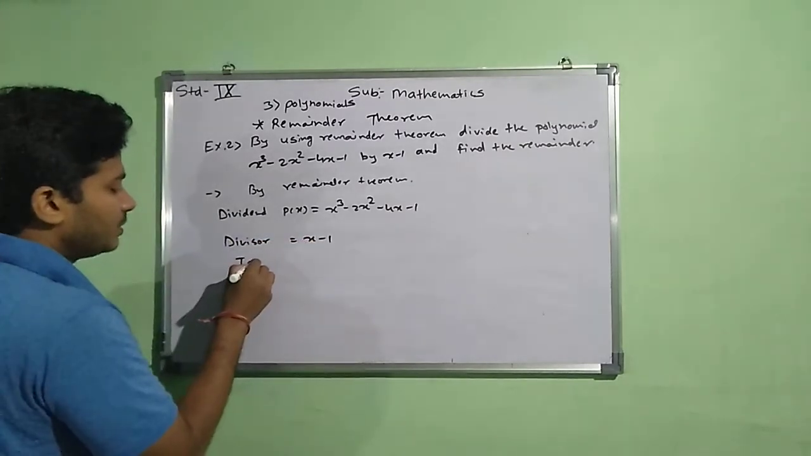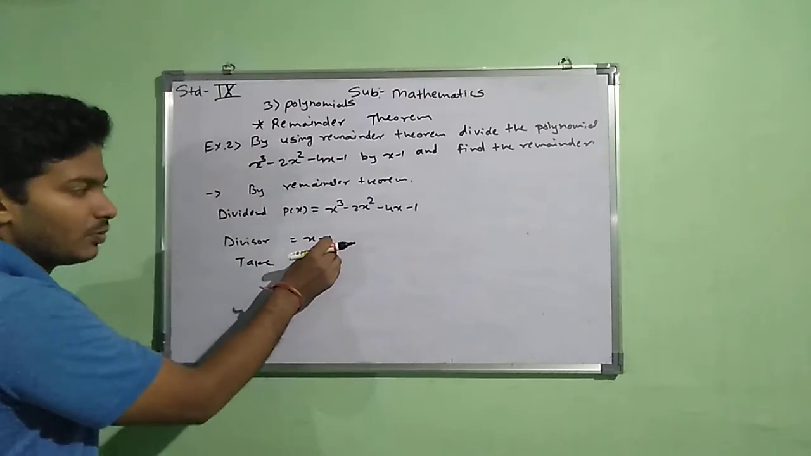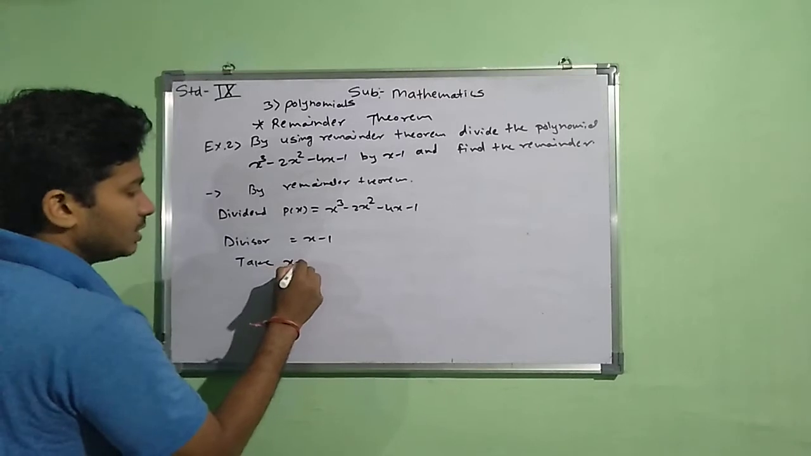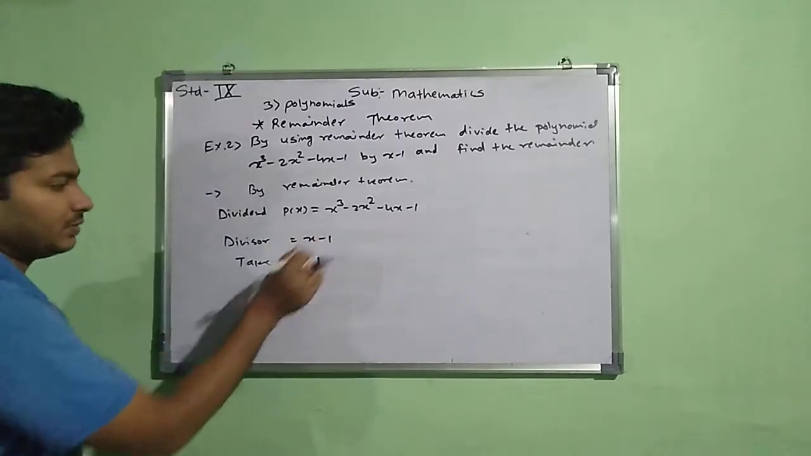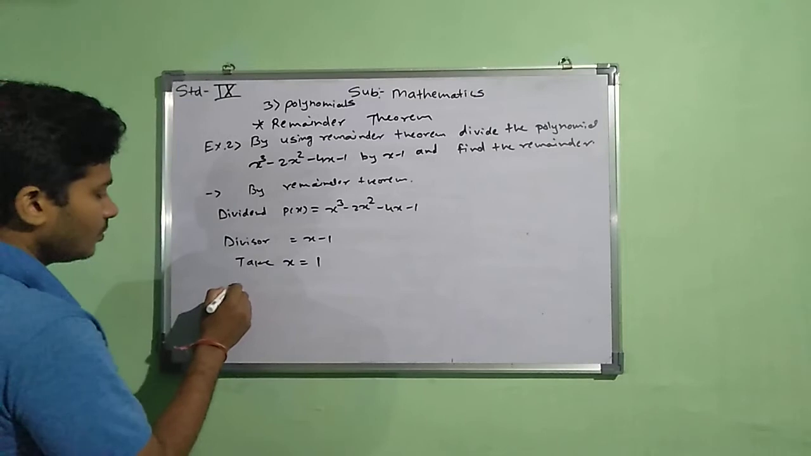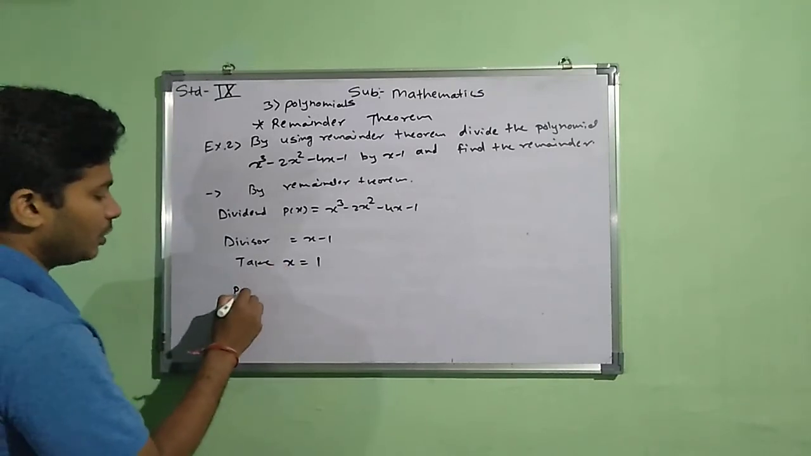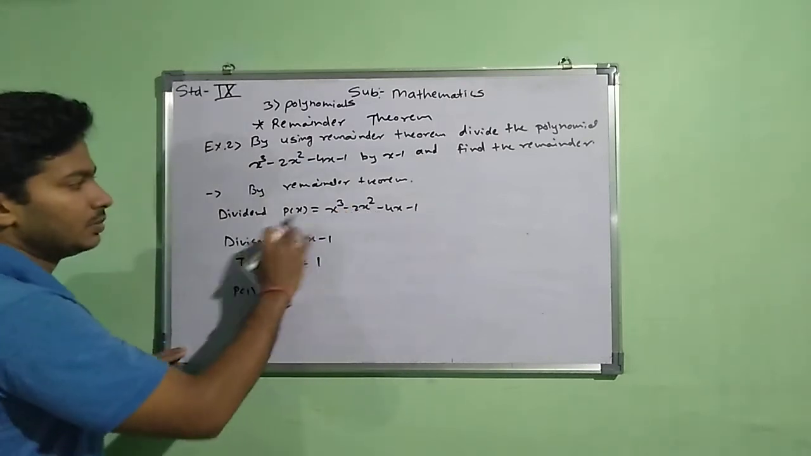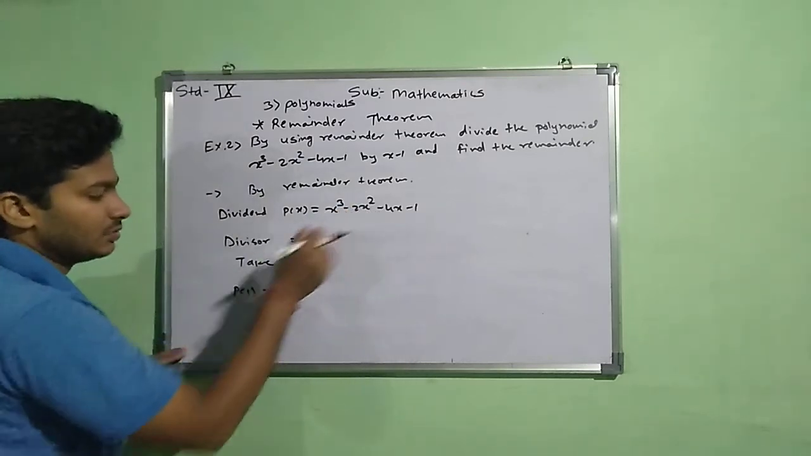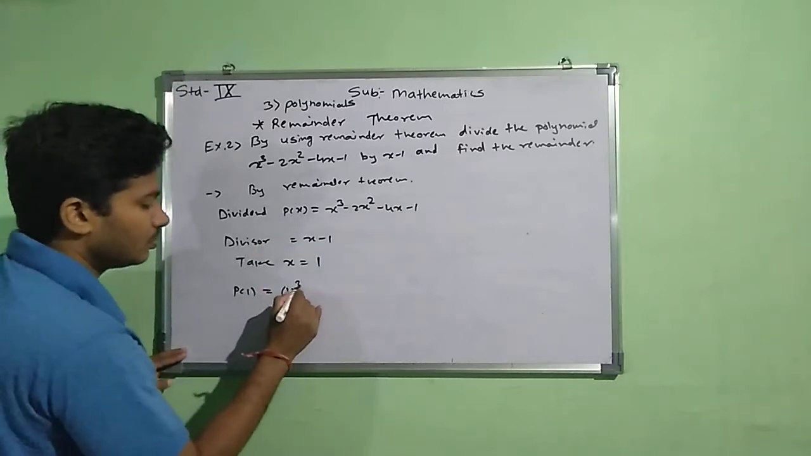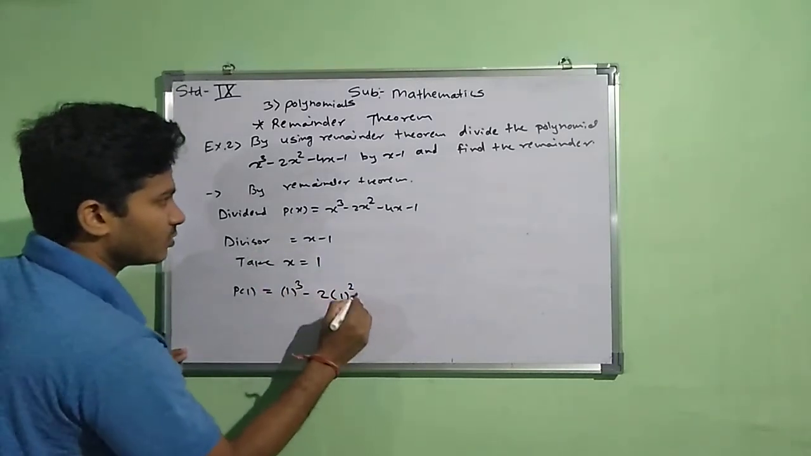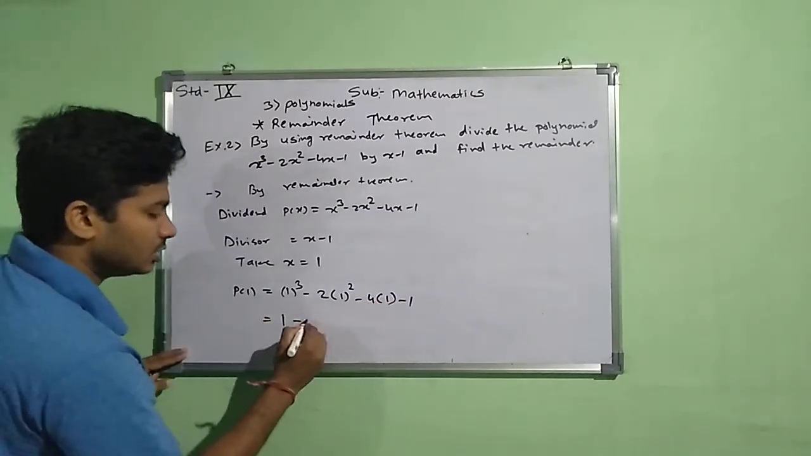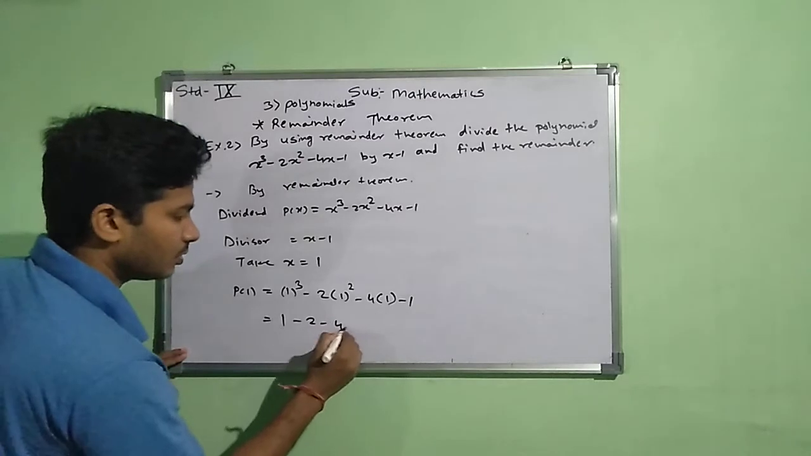So we will take the opposite of that. Here we have minus 1, so we will take the opposite of that minus 1. So we will take x is equal to 1. Now we will substitute that value. Therefore p of 1 is equal to, we substitute that value in our given dividend. Wherever we see x, we substitute the value 1. So 1 cube minus 2 inside the bracket 1 square minus 4 into 1 minus 1. So 1 cube is 1 minus 2 minus 4 minus 1.